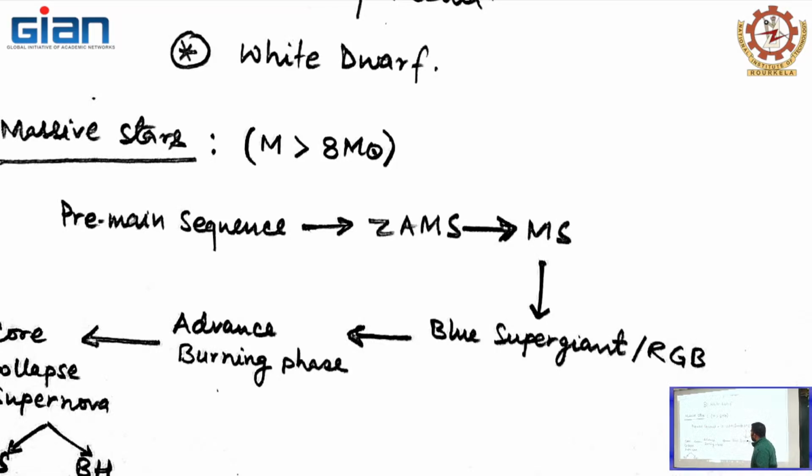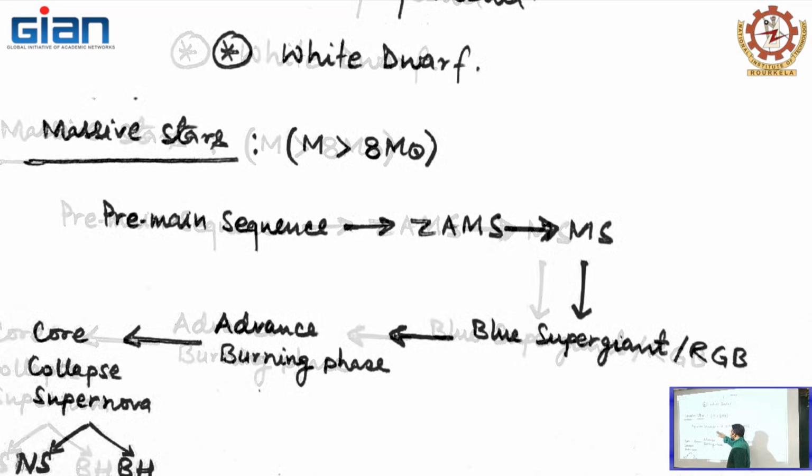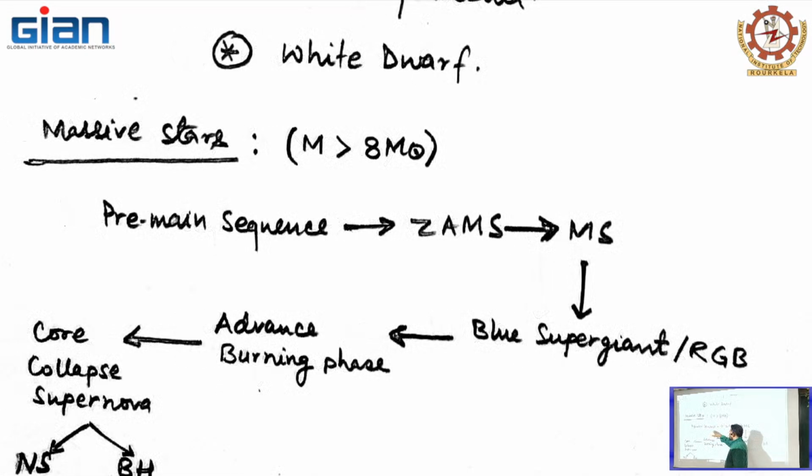Okay. So these stars will also start their evolution after formation as a pre-main sequence evolution. They will go through the zero-age main sequence and then the main sequence, and then they will become blue supergiants or red supergiants. The case study we are going to do probably is a star that will also come into that category. We'll see later on.